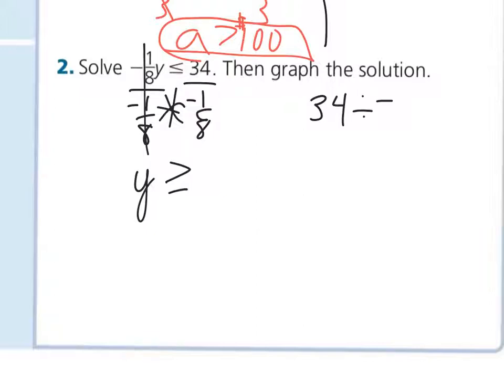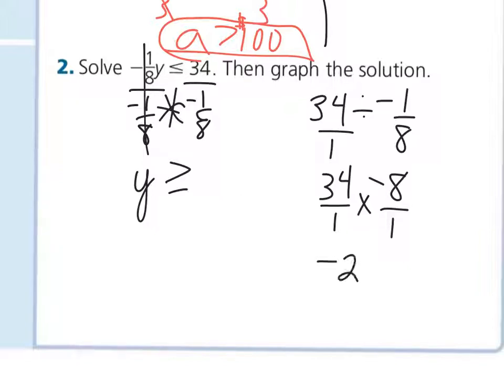And remember, when you divide, it is keep, change, reciprocal. Normally the negative will go ahead and put up with the numerator. When you multiply, that's -272.